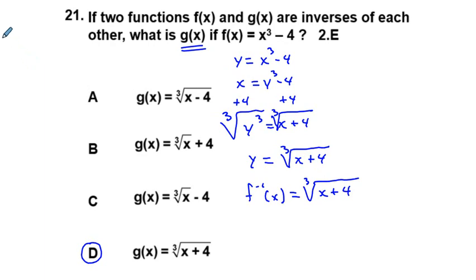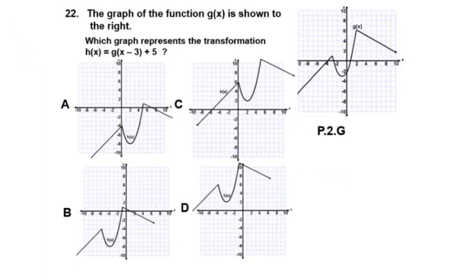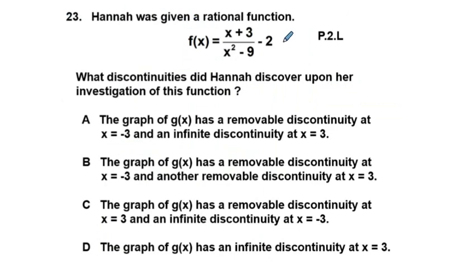Next thing we get to is problem 23. Hannah was given a rational function, f of x equals x plus 3 over quantity x squared minus 9, minus 2. And so we're going to graph that. It says, what discontinuities did Hannah discover upon her investigation of this function? Well, you're given a bunch of answer choices, so let's go ahead and look at them just by graphing.